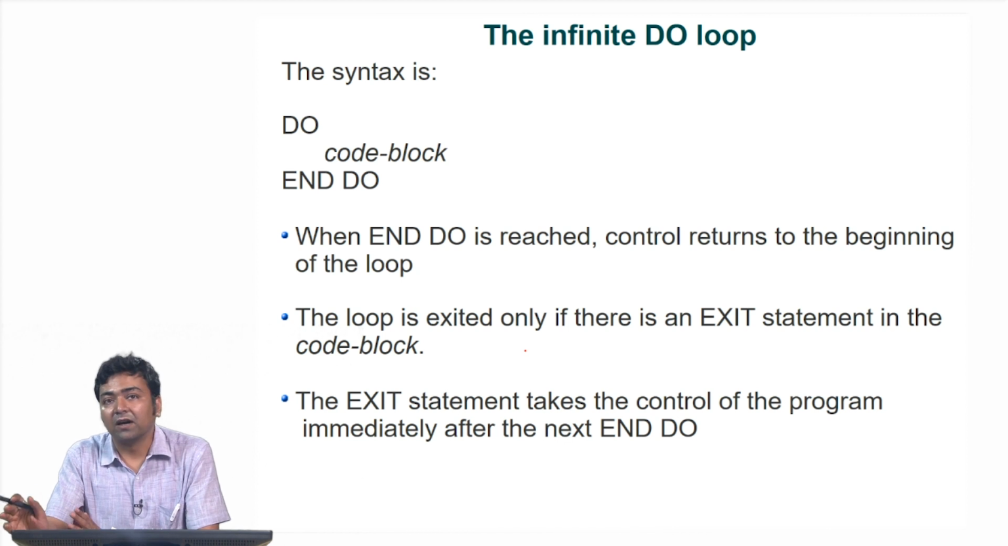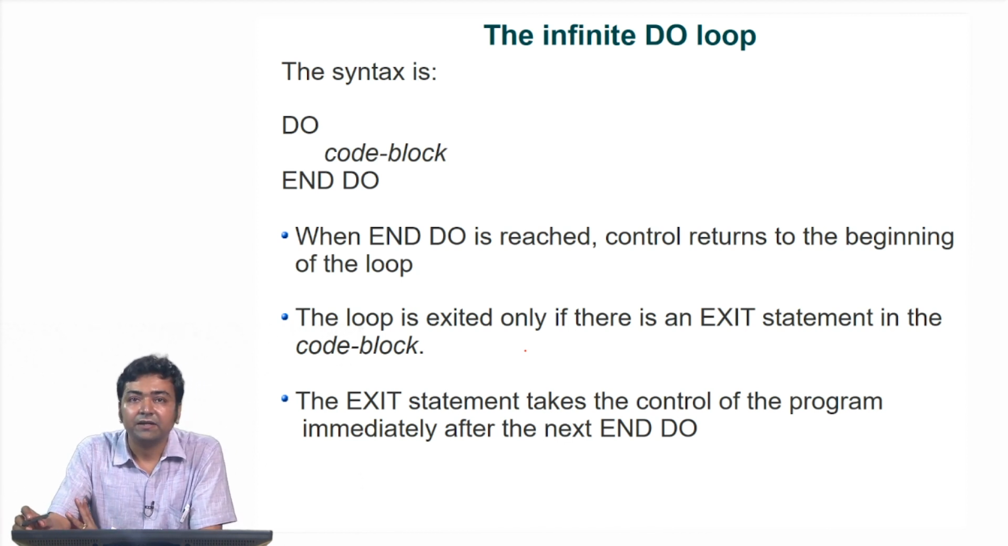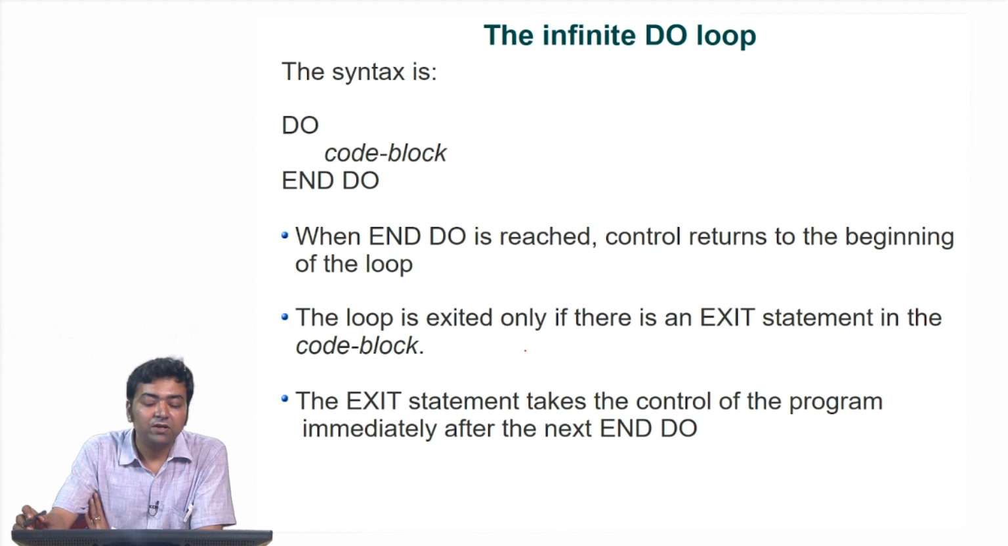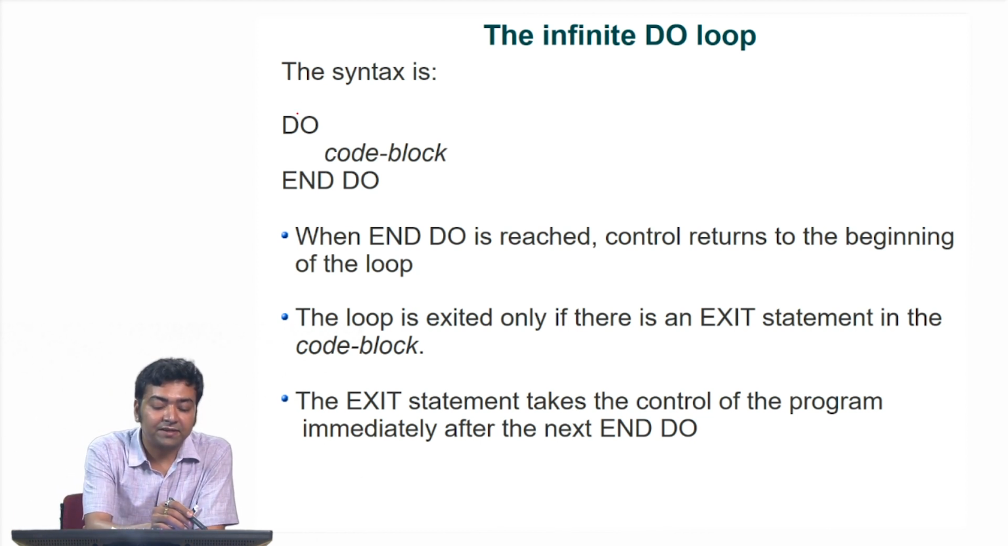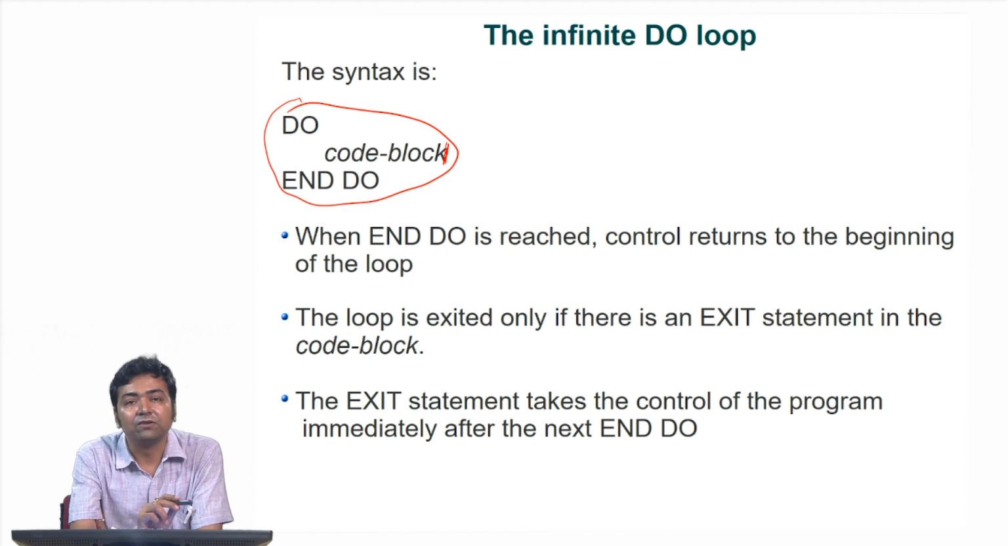Now, the do loops are of two types. The one which I am showing in this slide is the infinite do loop. The syntax is the following. You start with a do and then you have a code block which carries the set of instructions that one needs to execute repeatedly, and then you have an end do. If you have something like this in your program, the program will never stop. It will continue executing infinitely.